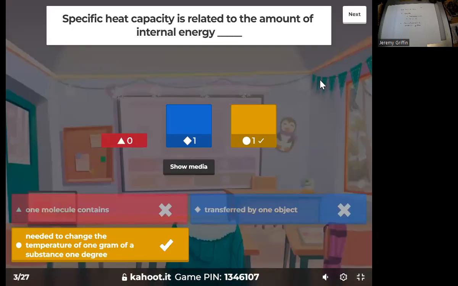To change the temperature of 1 gram of substance by 1 degree, maybe 1 degree Celsius or 1 Kelvin. So you guys know that water has a large heat capacity. What that means is it takes lots and lots of energy to raise the temperature of water versus other materials. Metals have low heat capacities. You put a little bit of energy in metals and their temperature fluctuates a lot.